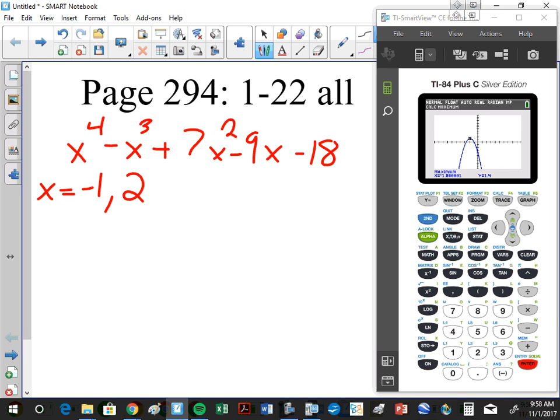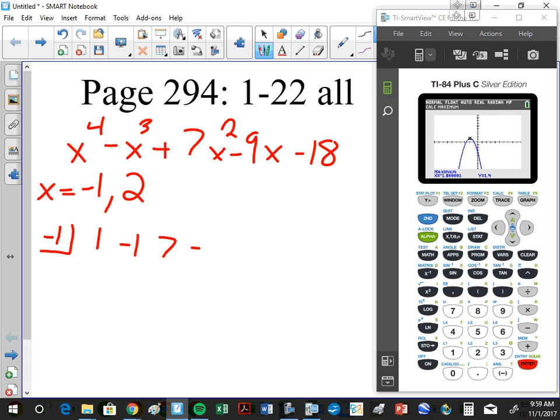So you could synthetic divide by -1 and then synthetically divide by 2. Or you could create a quadratic. You could take x plus 1 and x minus 2 and multiply it together and get x squared plus x minus 2 and then long divide it. But I would recommend synthetic division twice. So it doesn't matter which one you do first.